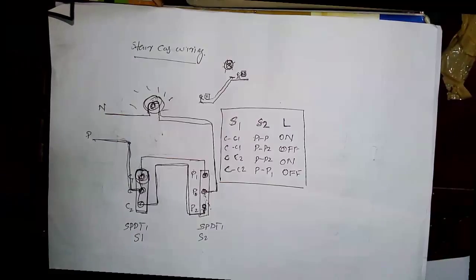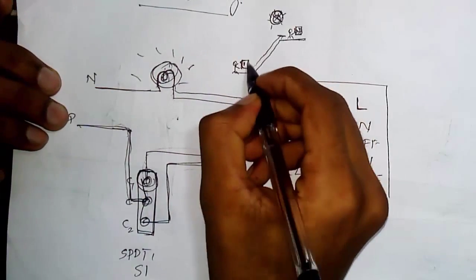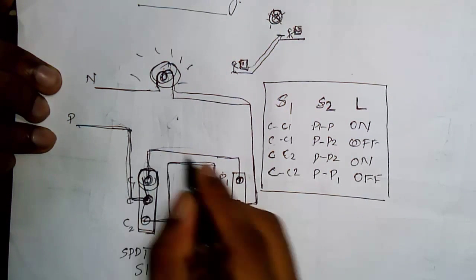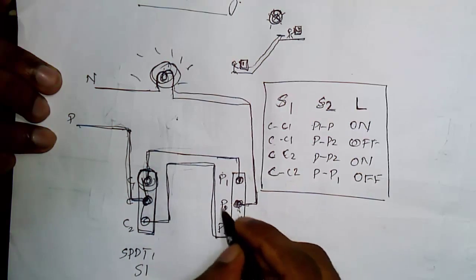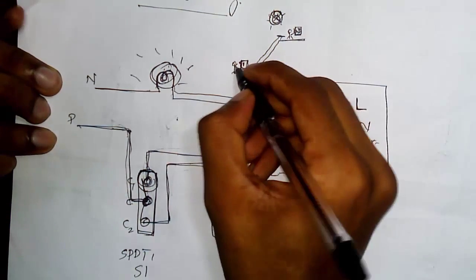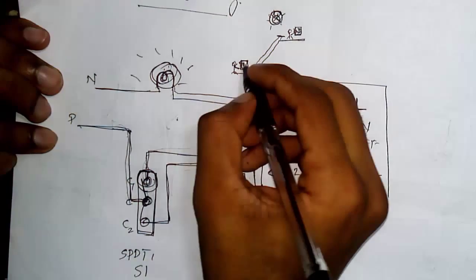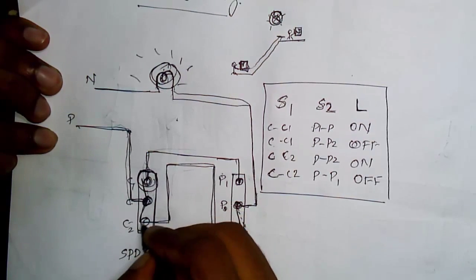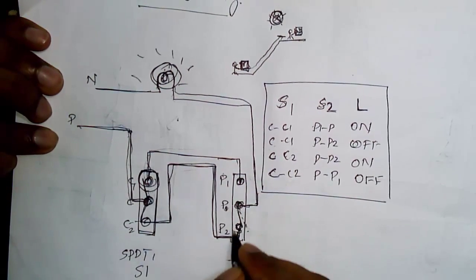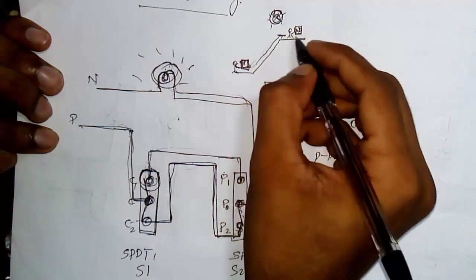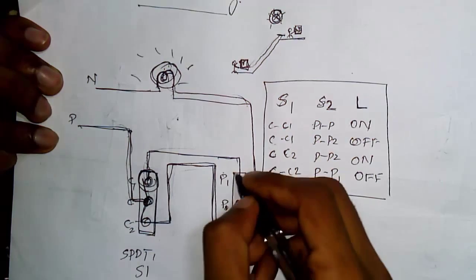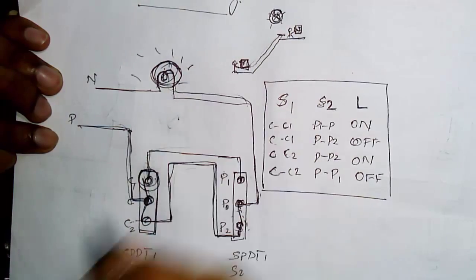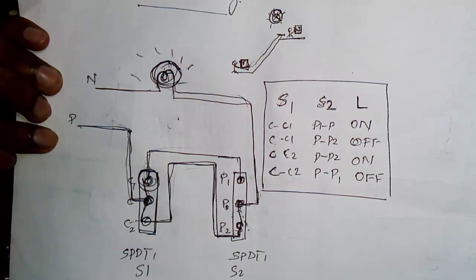Okay, for example, when S1 is at the C1 position and S2 is at P2, now here this switch is turned on, so C is connected to the C2 position, and this bulb will glow. And when the person comes here and this switch S2 is connected to P1, then there is an open circuit, and the bulb will not glow. That is the working of this staircase wiring.